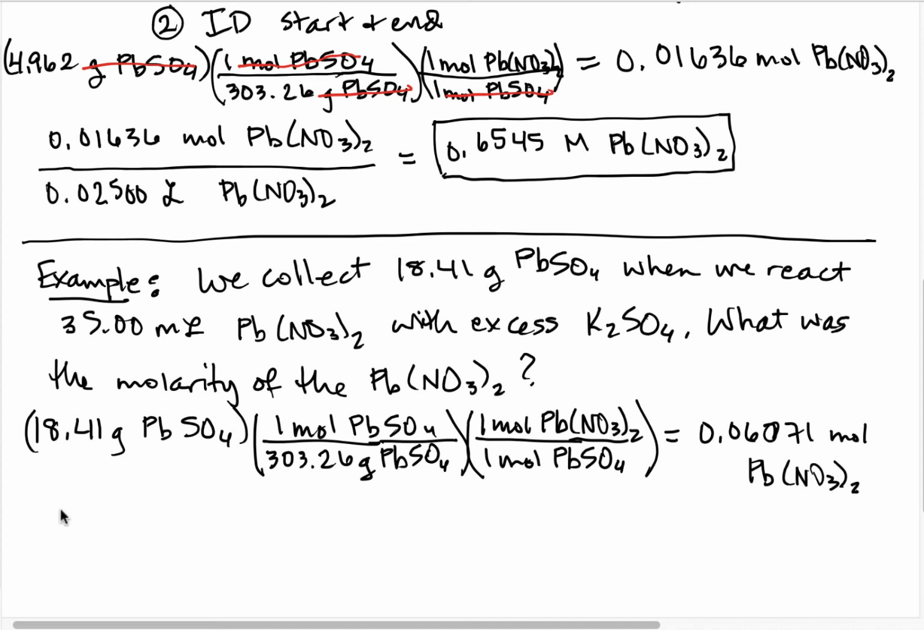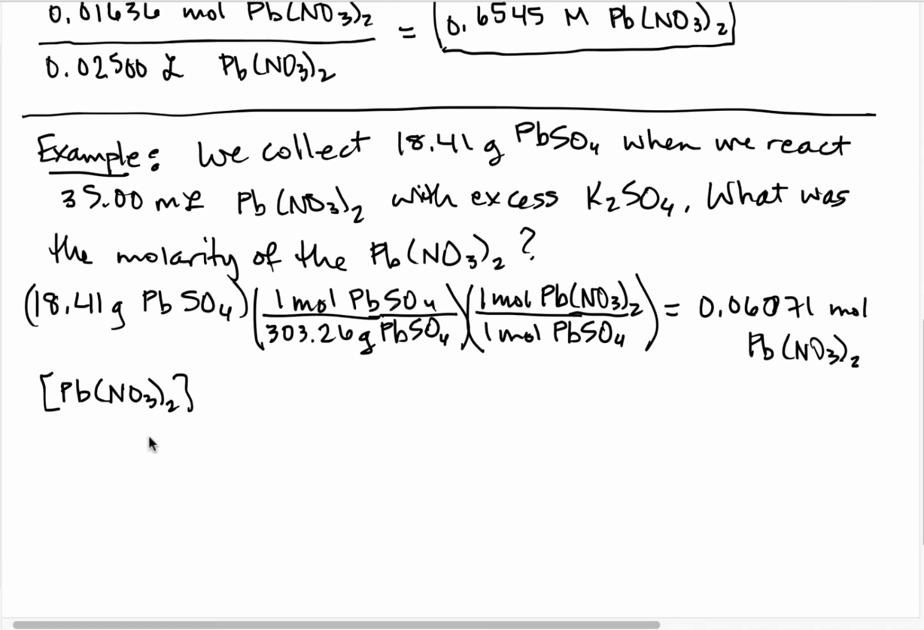And just like before, we calculate the molarity of the lead nitrate, and I'm using shorthand notation for molarity of lead nitrate here. I mentioned this in class as well, that when I use these square brackets, this is shorthand for molarity of whatever is inside the square brackets. And you'll see this a lot, so I want to make sure you get comfortable with this notation.